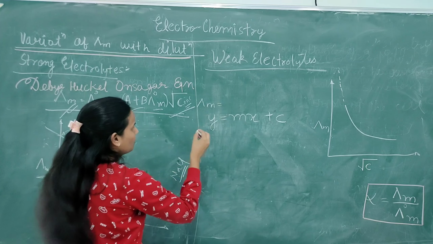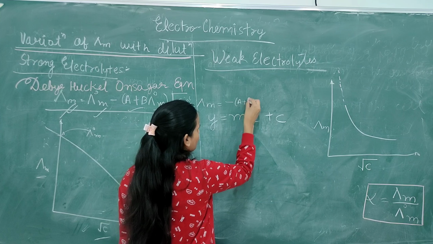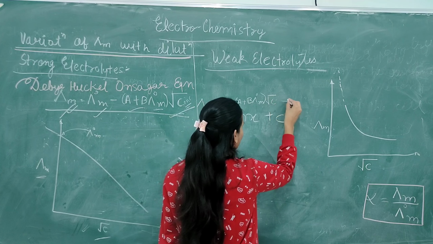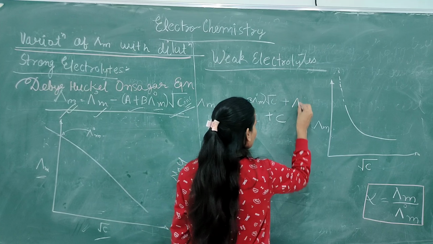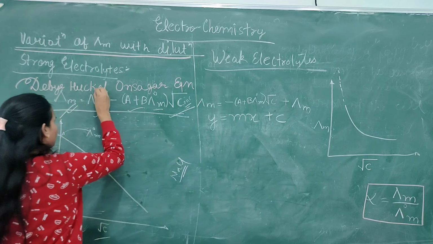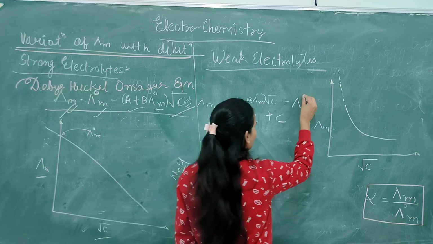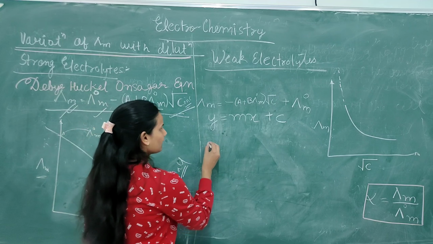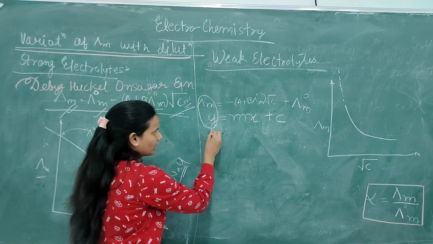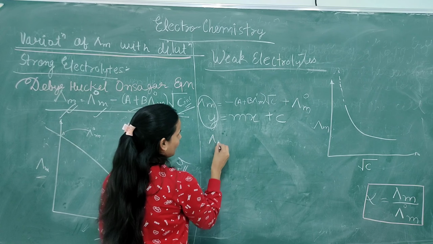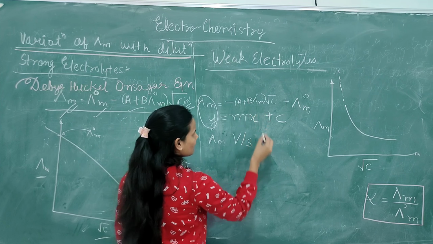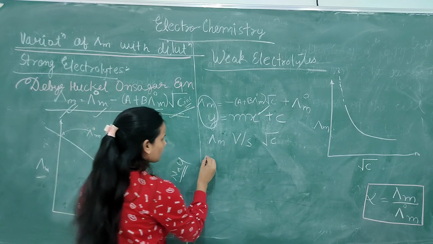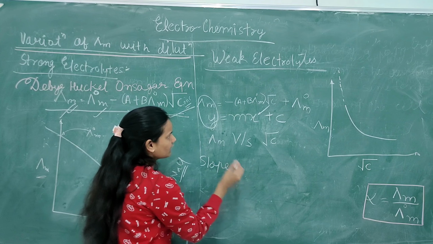Lambda m = lambda naught m − (A + B lambda naught m) root c. So if we compare this equation with the equation of a straight line, we are plotting a graph between lambda m, which is y, versus x. X is what? Root c. So what will be our slope? Just compare between these two things.